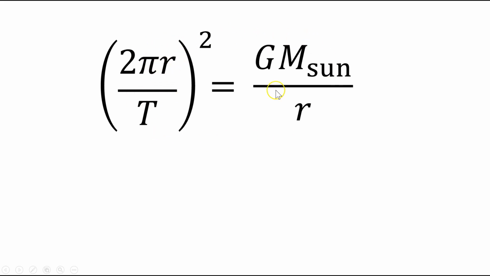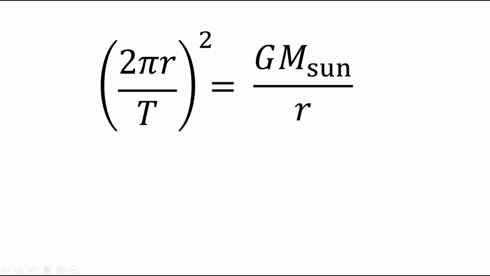Pause the video again, see if you can distribute the squaring to everything inside, and then see if you can simplify the expression by putting all of the r's on the left side and then putting everything else on the right side. So again, pause the video, simplify by combining all of the r's on the left and then putting everything else on the right side. Welcome back.